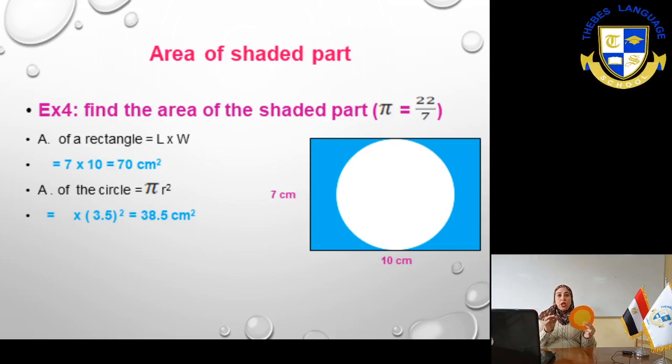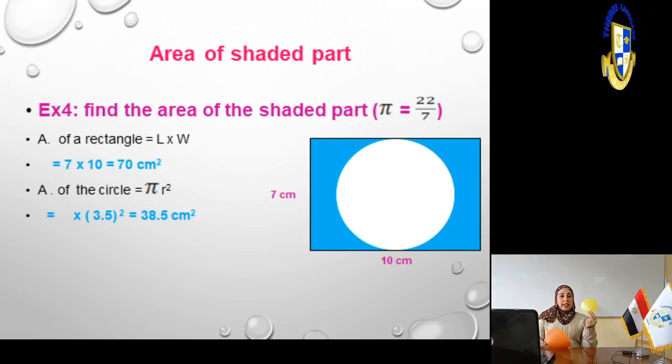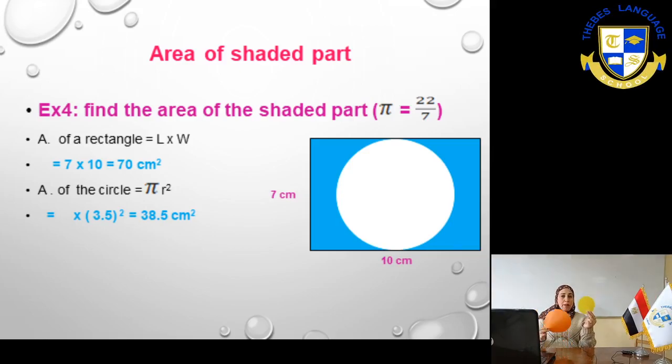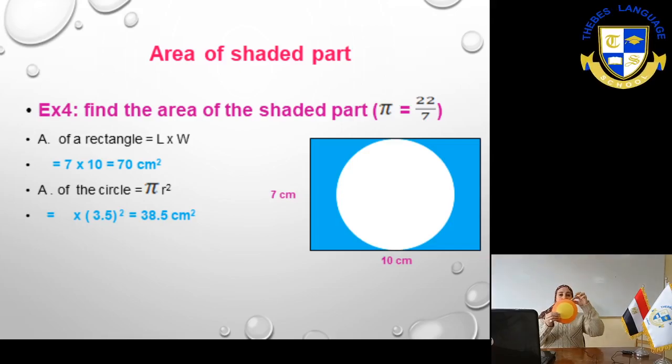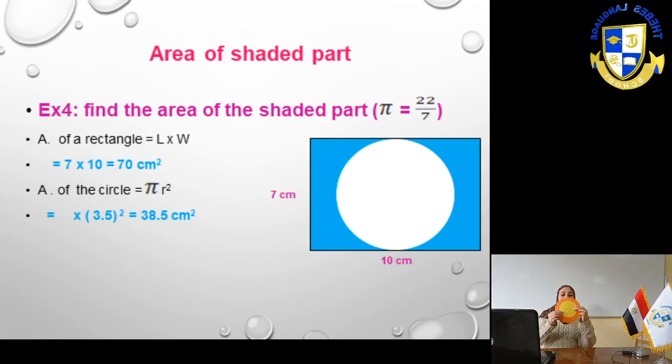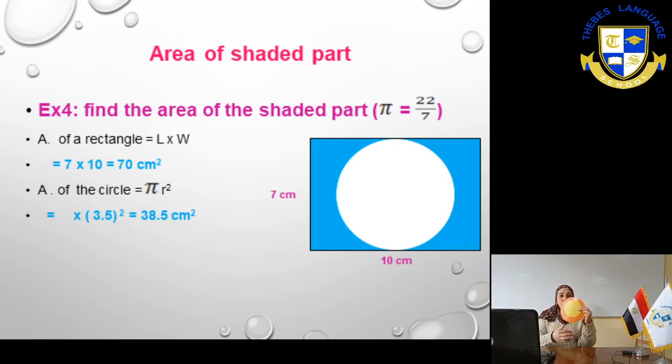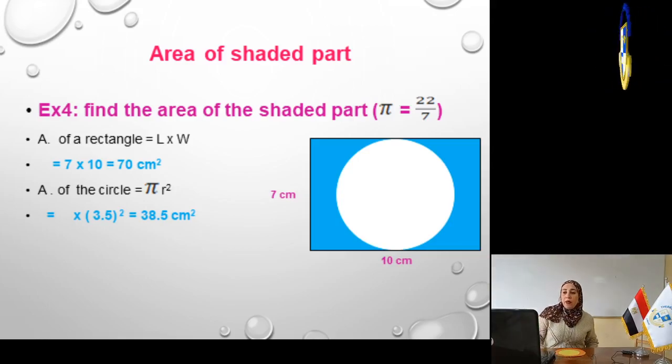They will never change. I'll calculate the area of the greater shape. After that, calculate the area of the smaller shape and subtract them. Okay? I'll calculate the area of the greater one. After that, calculate the area of the smaller one. Subtract them to have this shaded part, or this orange part. Okay? Let's see our example.